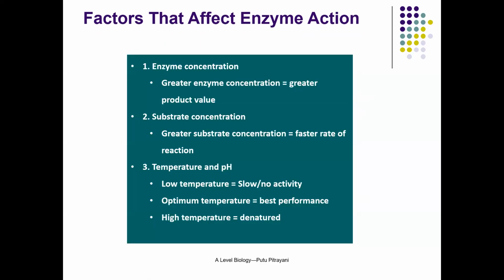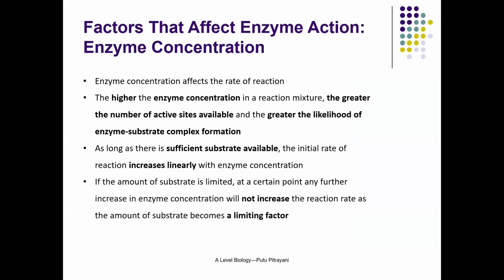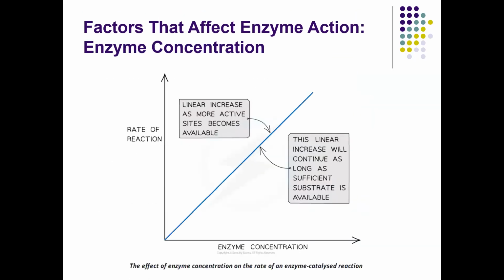First, we talk about the enzyme concentration. As you can see in the graphic here, this graphic tells you the effect of the enzyme concentration on the rate of the reaction. We can see here that the more enzyme present in the reaction, the higher the rate that can be achieved. So why can this happen?